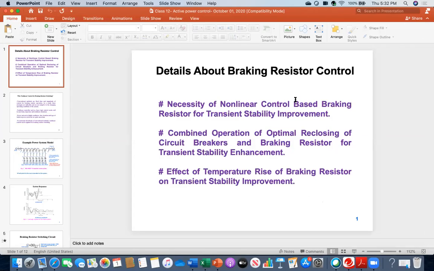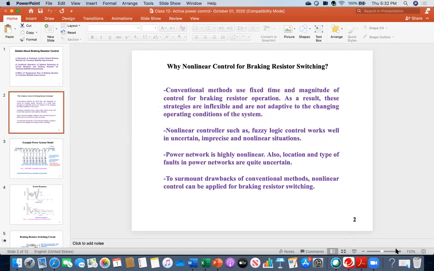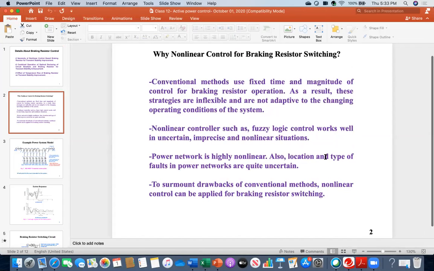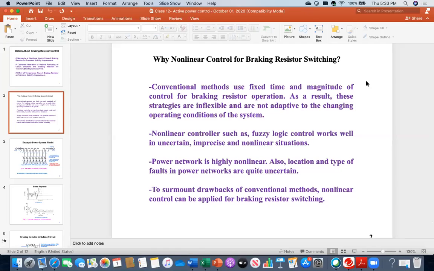So today we'll be looking at the details about the braking resistor control. The first one is, why nonlinear control for braking resistor switching? Why is the nonlinear controller needed? What is the issue with the conventional method? I have written that conventional methods use fixed time and magnitude of control for braking resistor operation. As a result, these strategies are inflexible and not adaptive to the changing operating conditions of the system.